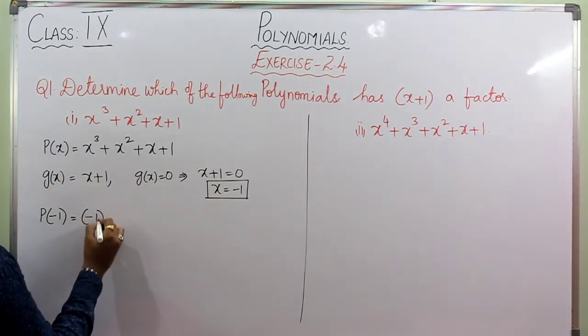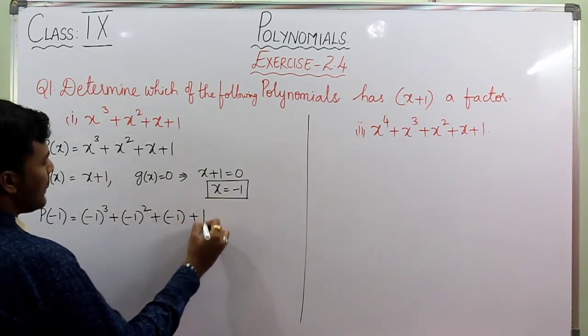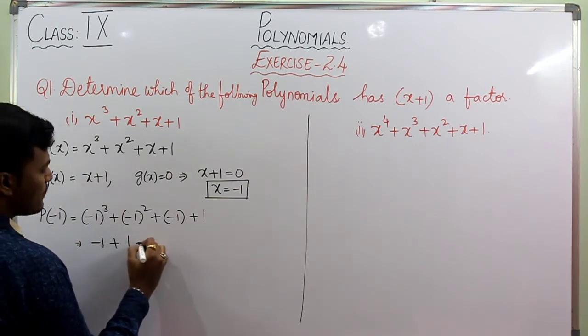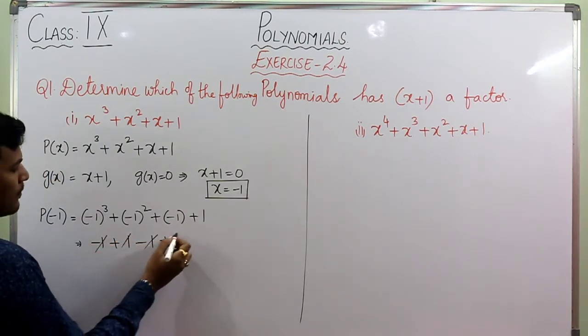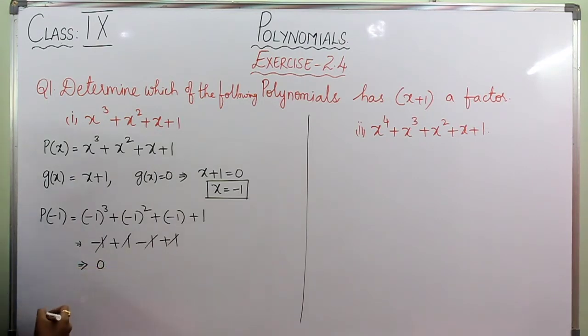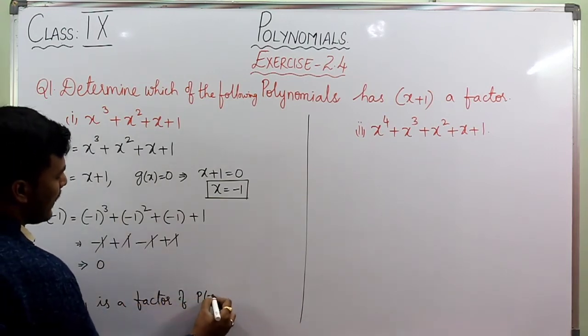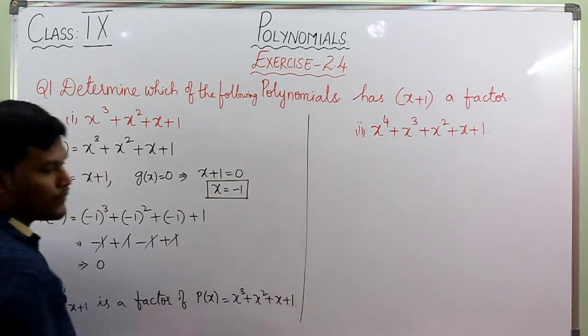This is equal to minus 1 whole cube plus minus 1 whole square plus minus 1 plus 1. So this will become minus 1 plus 1 plus minus 1 plus 1. So what we got? Minus 1 plus 1 cancel, minus 1 plus 1 cancel. So we got the answer as 0. So therefore, as the remainder is equal to 0, x plus 1 is a factor of p of x, that is x cube plus x square plus x plus 1.